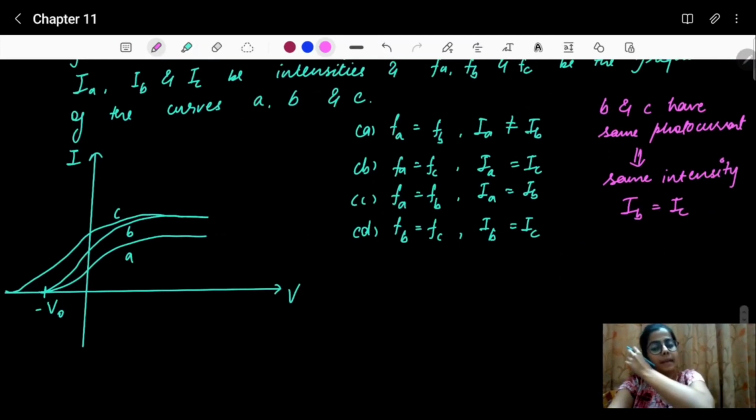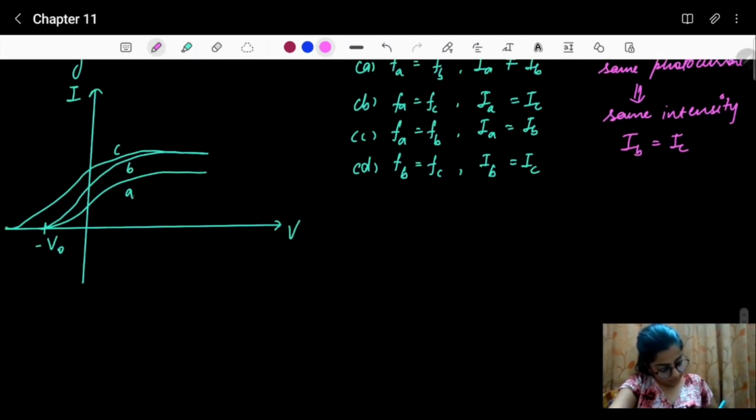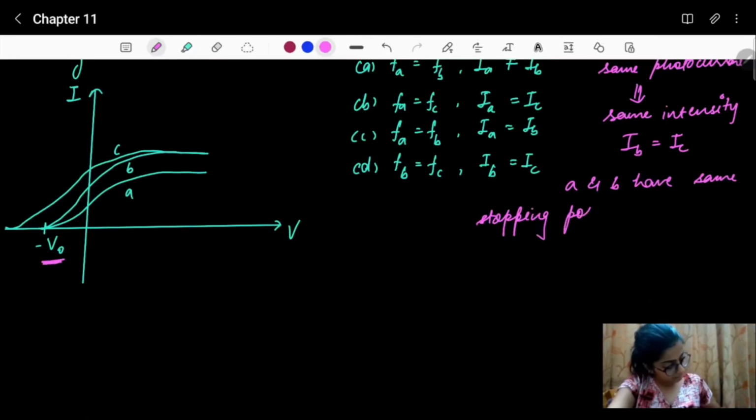Now we have to compare the frequencies. Okay, so curve A and B have same stopping potential. A and B have same stopping potential. So they have same frequencies.